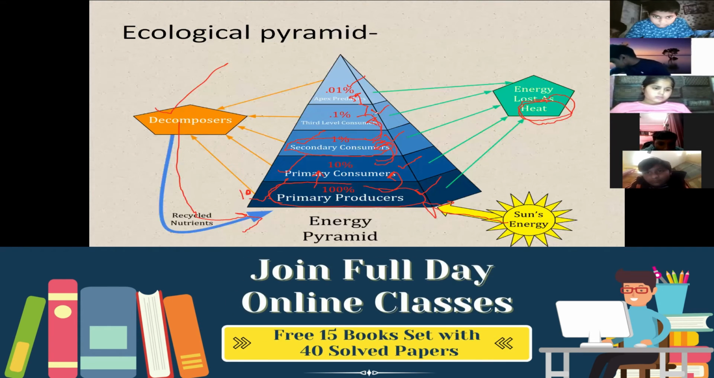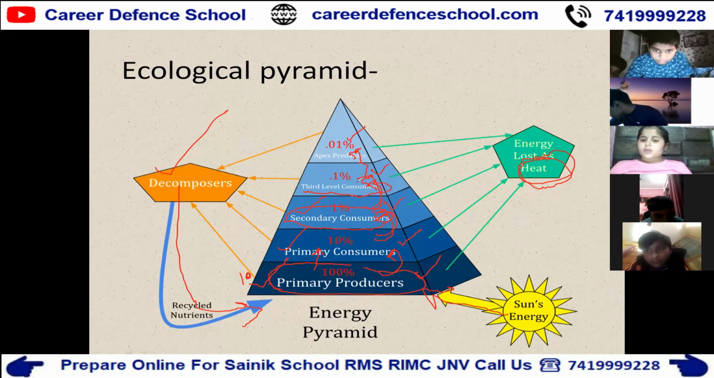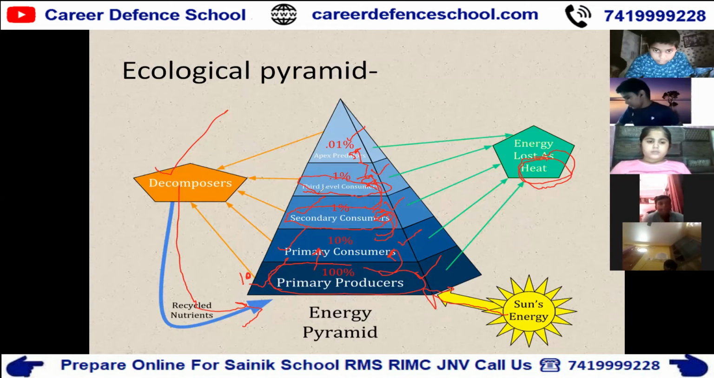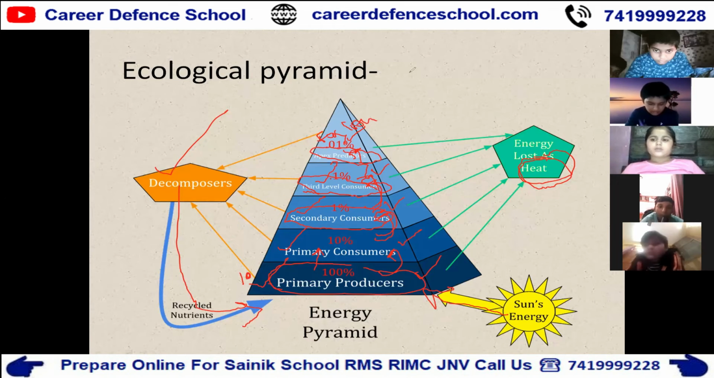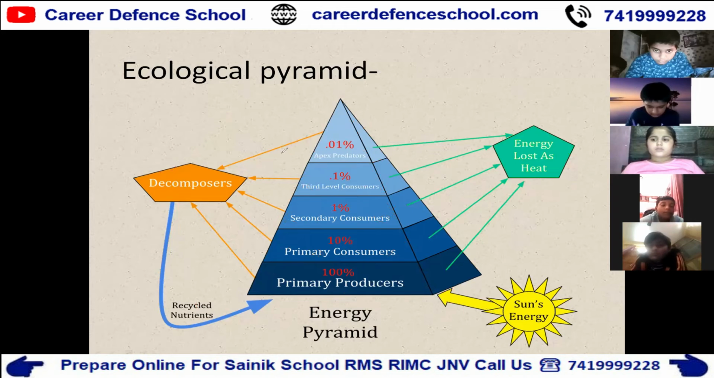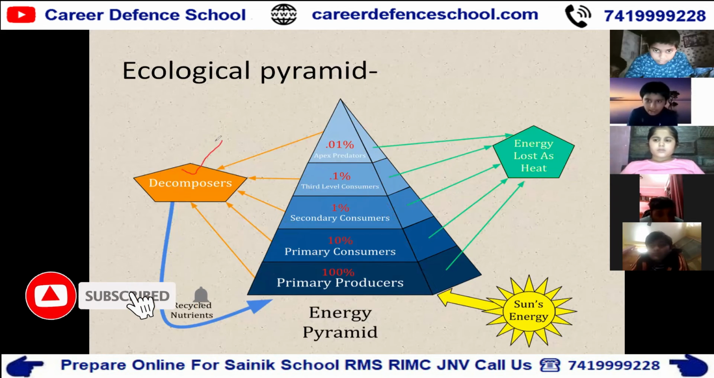देन नेक्स्ट टू नेक्स्ट, नेक्स्ट में क्या होगा बेटा? थर्ड लेवल कंज्यूमर. थर्ड लेवल कंज्यूमर में लाइक स्नेक्स, स्नेक क्या ईट करेगा? उस बर्ड को ईट कर लेगा. दीज आर कॉल्ड थर्ड लेवल कंज्यूमर्स. एंड देन उस स्नेक को किसी फॉक्स ने या लॉयन ने या ईगल ने, जिसने भी ईट किया, वो क्या होंगे? अपेक्स प्रेडेटर्स.